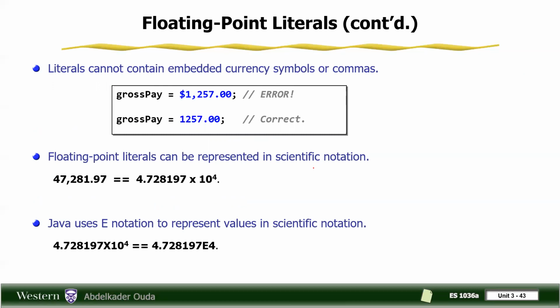Floating point literals can be represented in scientific notation, like 47,281.97, which is 4.728197 times 10 to the power 4. Java uses E notation, the exponential form, to represent values in scientific notation. So instead of times 10 to the power 4, it will give you 4.7E4. Questions?